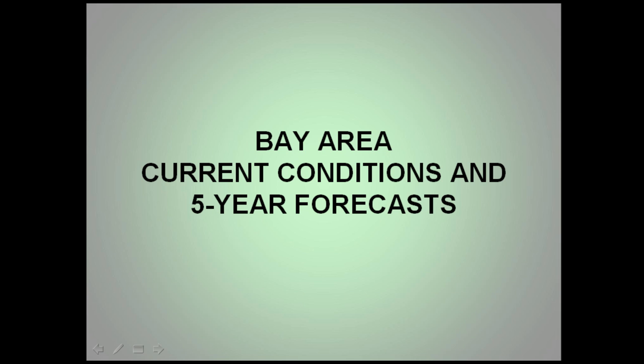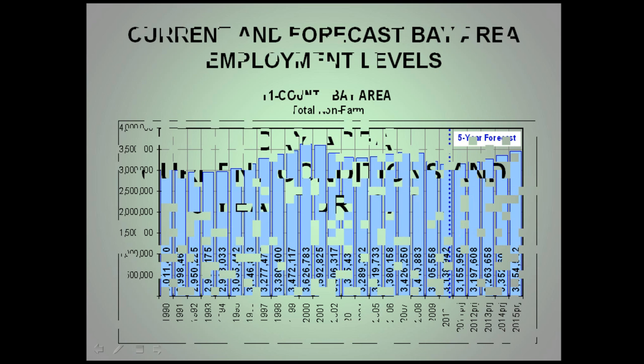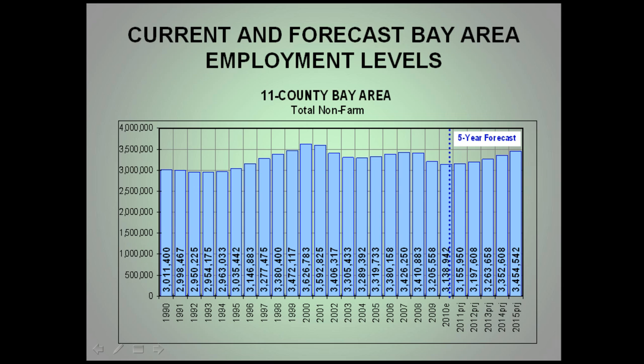Let's look at the Bay Area, current conditions and 5-year forecast. This is an area with a very volatile and highly oscillating employment profile. You can see here employment's been significantly under 3 million during the 1990s, surging to about 3.6 million in the year 2000, only to fall back to a current number presently of about 3.138 million.